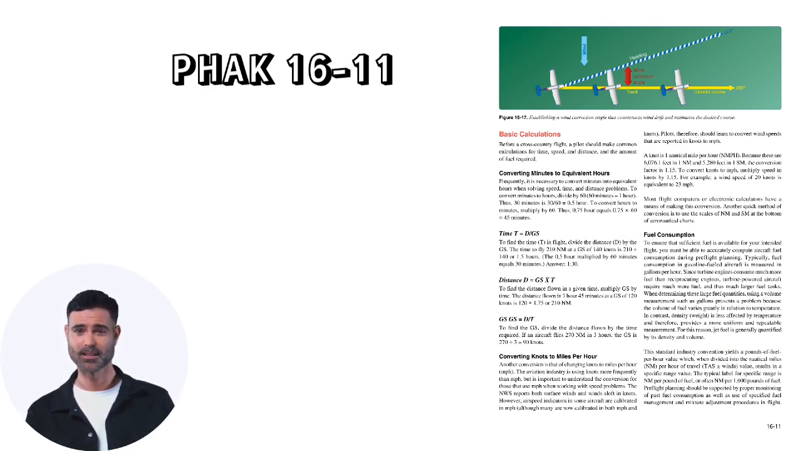In contrast, density weight is less affected by temperature and therefore provides a more uniform and repeatable measurement. For this reason, jet fuel is generally quantified by its density and volume. This standard industry convention yields a pounds of fuel per hour value, which, when divided into the nautical miles (nm) per hour of travel, TAS plus or minus winds value, results in a specific range value. The typical label for specific range is nm per pound of fuel, or often nm per 1,000 pounds of fuel.